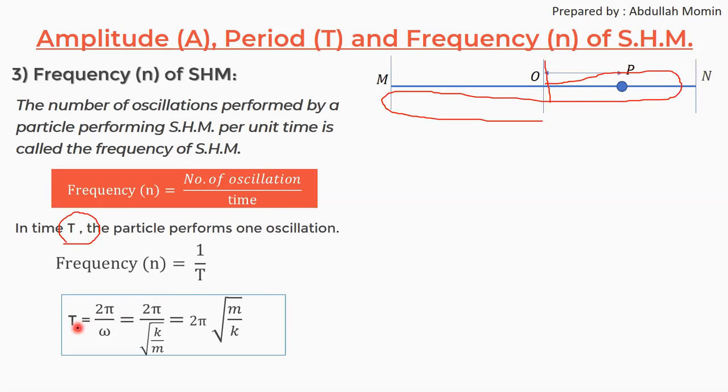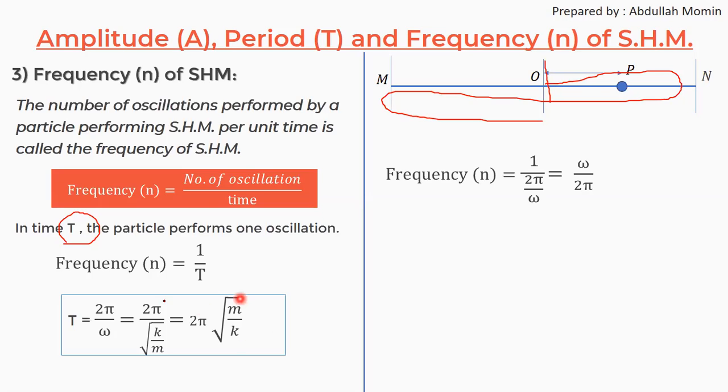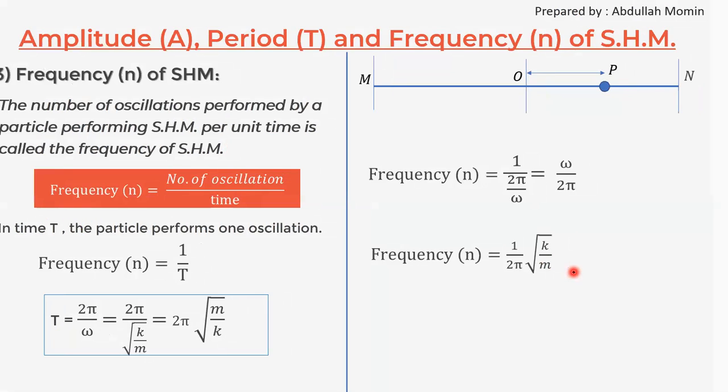And we know that T is equal to 2π/ω, or T can be written as 2π/√(k/m), or 2π√(m/k). So we are going to derive the formula of frequency by taking the reciprocal of these terms. So 1 upon 2π/ω can be written as ω/2π, or frequency can be written as 1/(2π)·√(k/m).